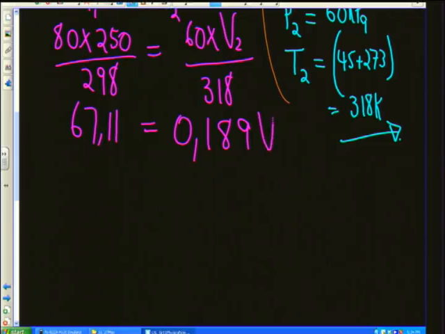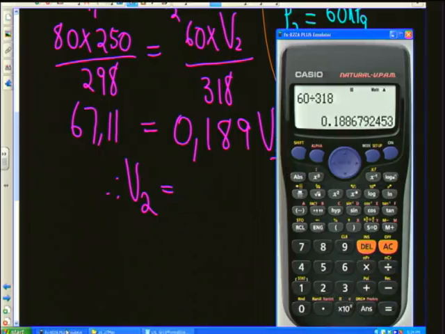What is the quantity I'm looking for? It is V2. Therefore, V2 equals 67.11 divided by 0.189. So let's work it out here. 67.11 divided by 0.189. What do I get?